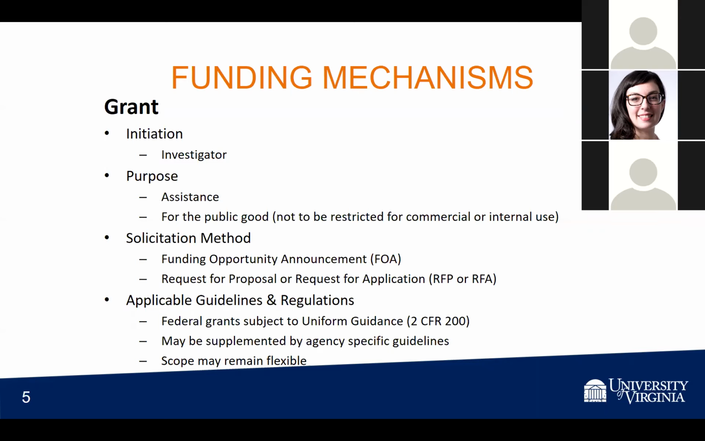And the scope may remain flexible. In the grant space and the assistance space, the sponsors typically are much more flexible. Say if you need a no-cost extension or something else comes up during implementation, the sponsor might be more willing to modify the agreement or make changes. And we'll talk more about some of those things as we get into NIH and NSF.